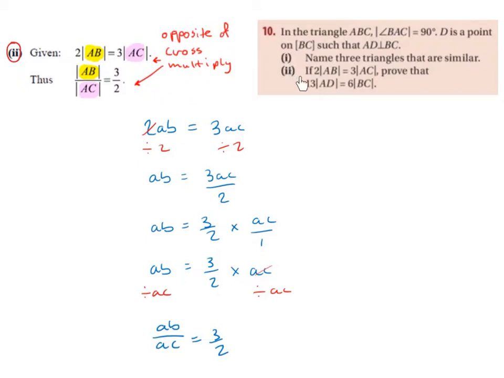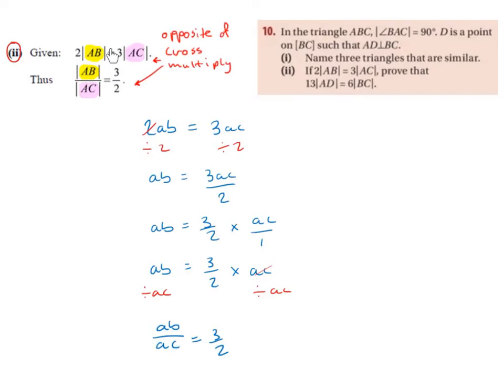Part 2. If 2 times AB is equal to 3 times AC, prove that 13 times AD is equal to 6 times BC. So we're given 2 times AB is equal to 3 times AC. So we're going to rearrange this equation to give us AB over AC is equal to 3 over 2. So basically it's the opposite of cross multiply.